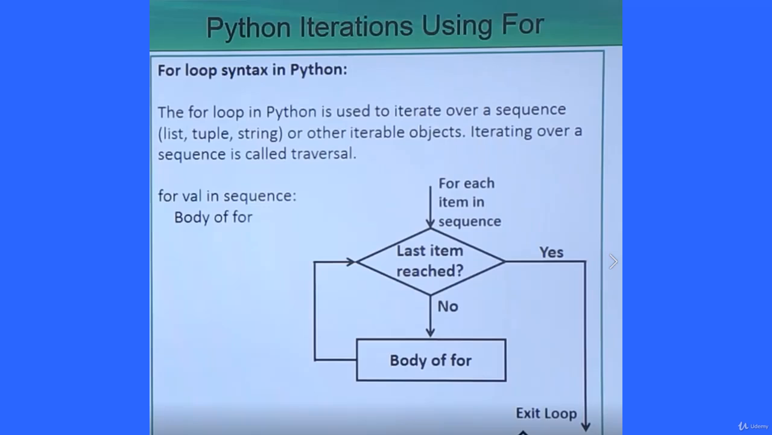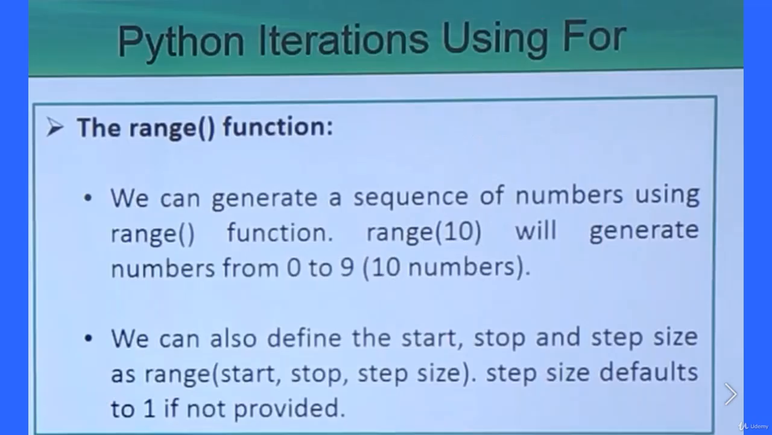We can also do this using the range function. We can generate a sequence of numbers using the range function. So a for loop can operate on a sequence, on iterable objects, and also using this range function. So range(10) will generate numbers from 0 to 9. So that is the 10 numbers we are having here. Always remember this 10 will not be inclusive. So 0 to 9, that is the 10 numbers.